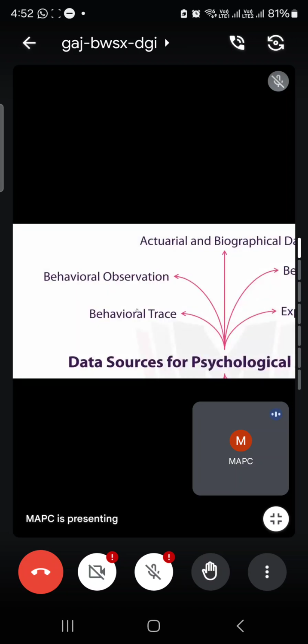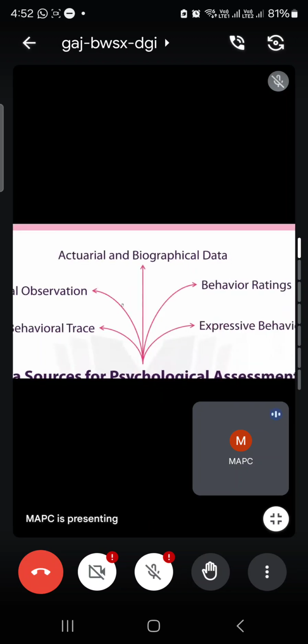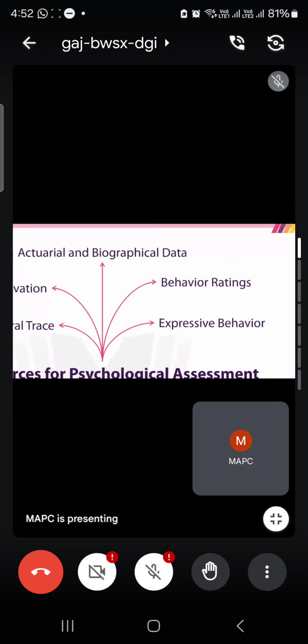Behavior trace, how the person is behaving over a period of time. So we do the analysis of that. Behavioral observation of the person, actuarial and biographical data, behavior ratings, and expressive behavior. So the majority of these are related to behavior.